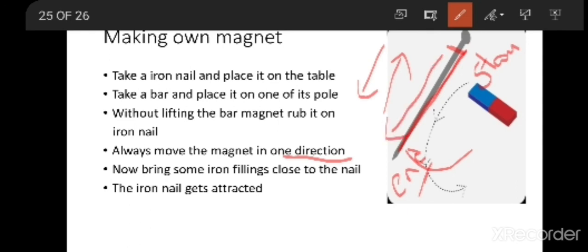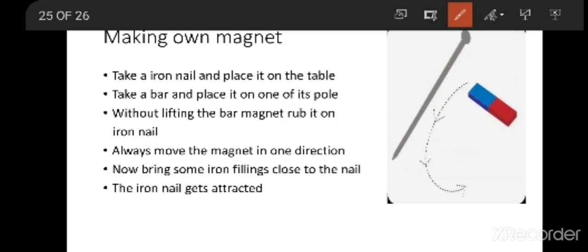Now you have to repeat this rubbing process for 20 to 30 times, continuously without stopping. Then, you can get any iron filings in your home, stapler pins, safety pins, okay, any iron things will be there, no? So you have to get those iron things and place them near the nail.